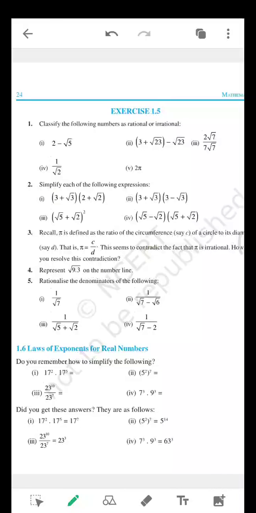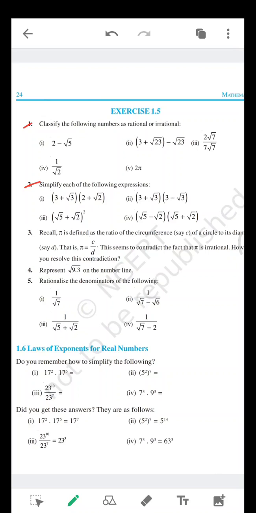Welcome back everyone. In today's session we are going to see question number 2 of exercise 1.5, that is simplify each of the following expressions. You can see there are irrational numbers in all of these. In the last session we have discussed irrational numbers, okay?